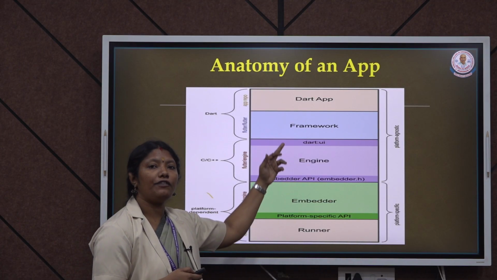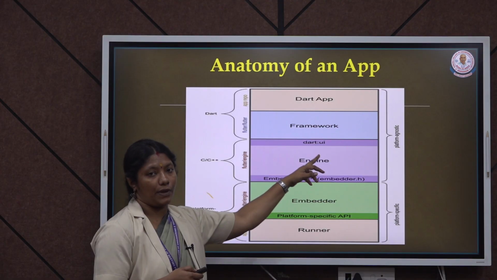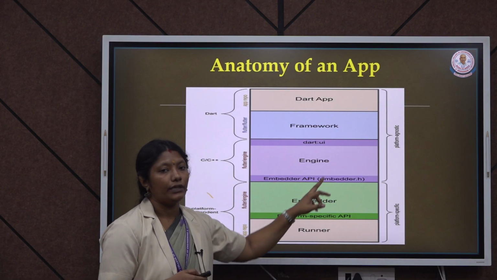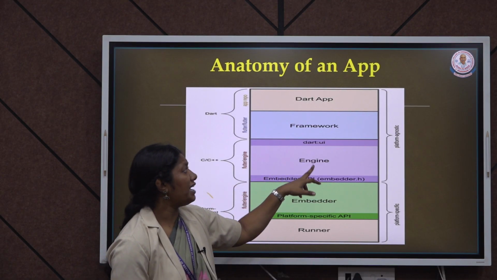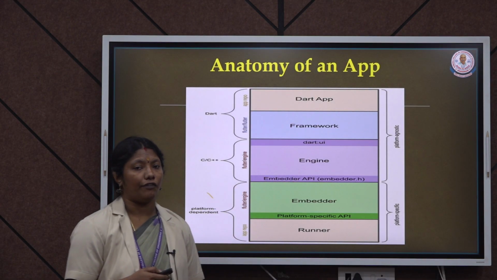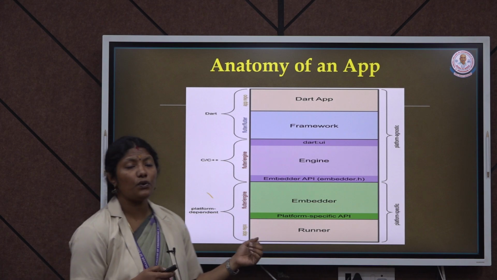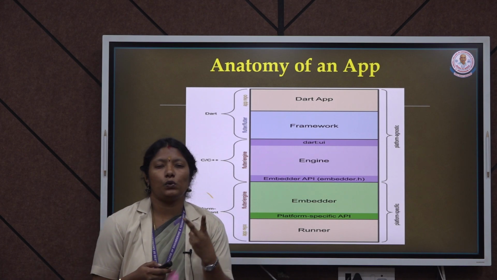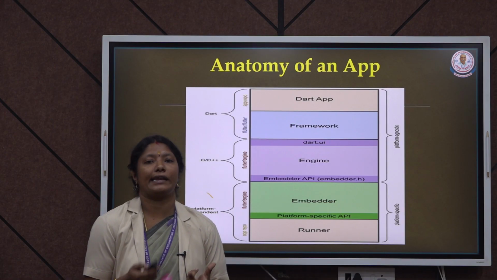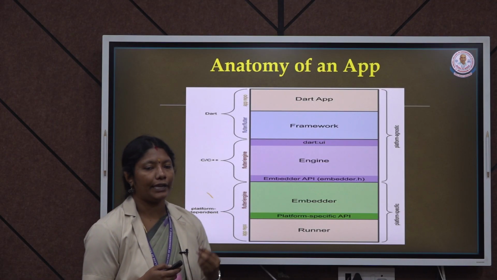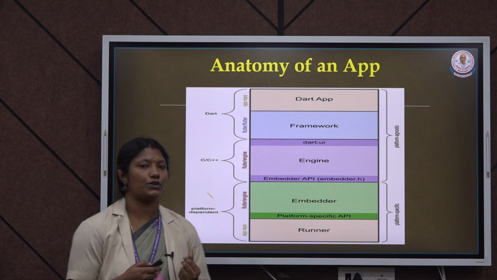The engine can connect to the framework through an API called dart:ui. So, with the help of the dart:ui API, the engine can connect with the framework. And mainly the engine uses two tools, one is Skia and one is Impeller, for rendering. So, for application rendering, it uses the Skia and Impeller tools.